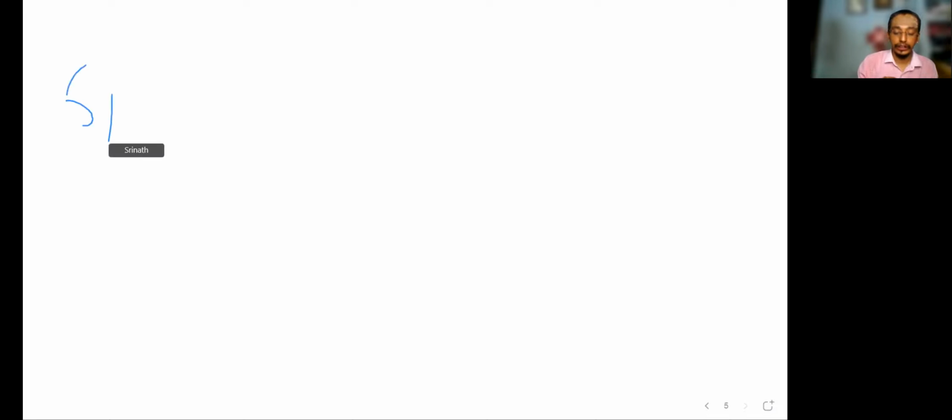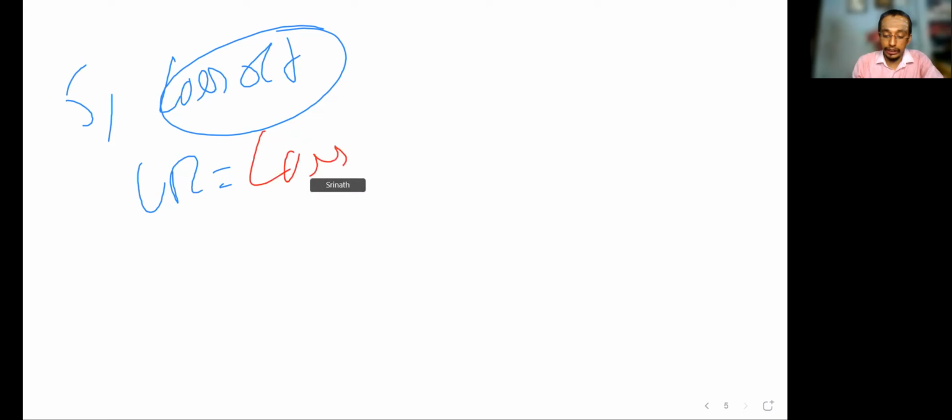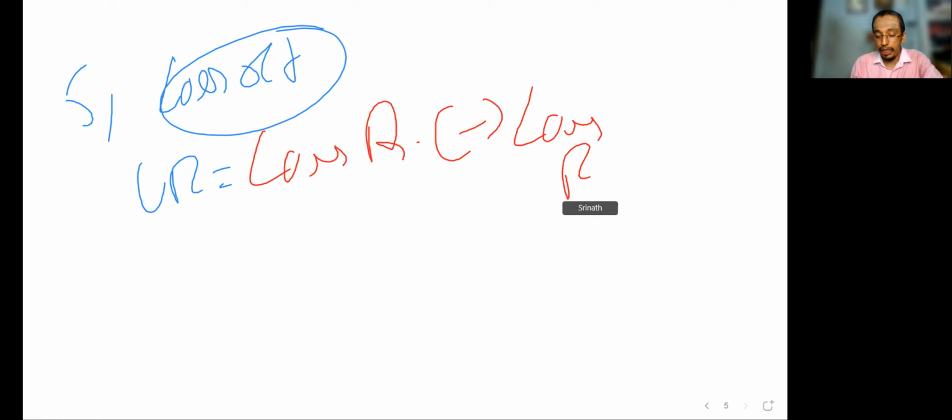Fifth case. In case of loss return, it is not return of income, it is return of losses. Underreporting of income would be equal to loss assessed minus loss as per the return of income.